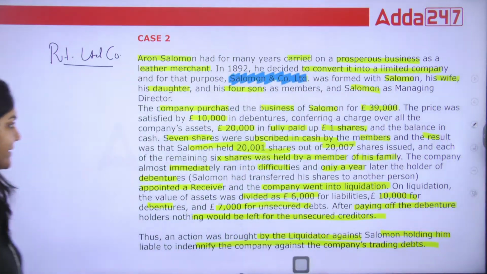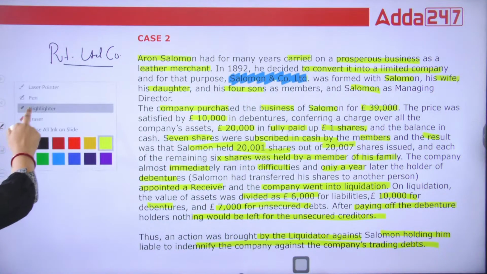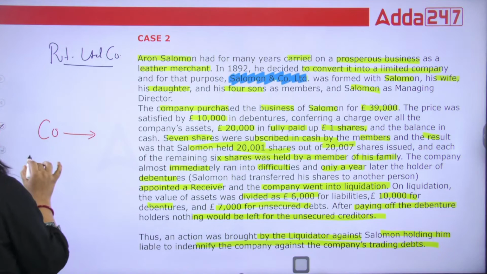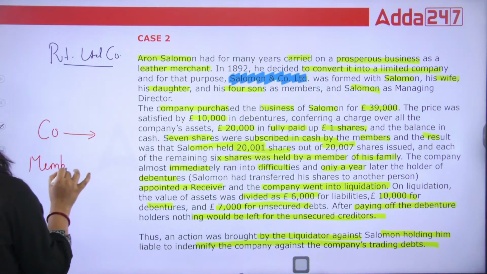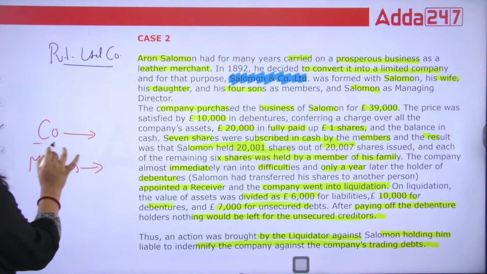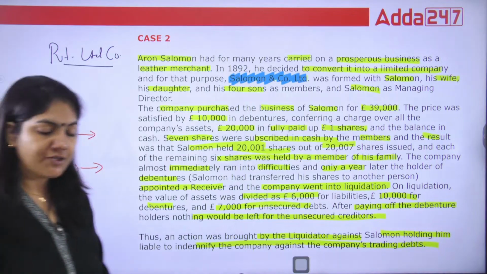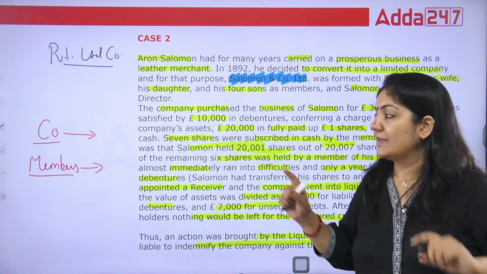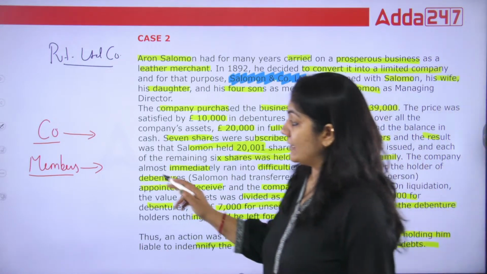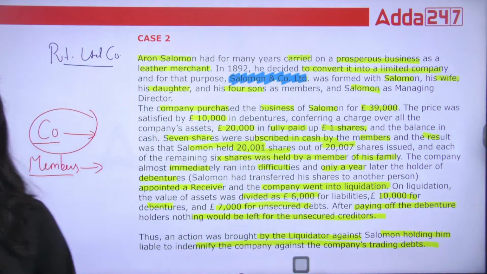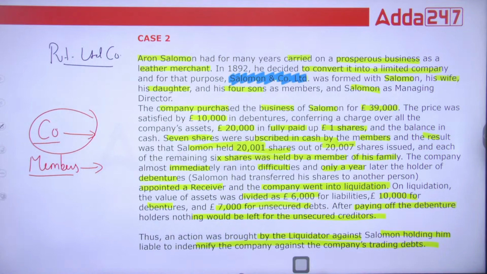In that case, class, we have already learned that the company is a different entity and the company members are a different entity. So you have to tell me in this case, which is liable? Tell me, class. In that case, whether for the act of the company, the members will be liable. This is the only question.